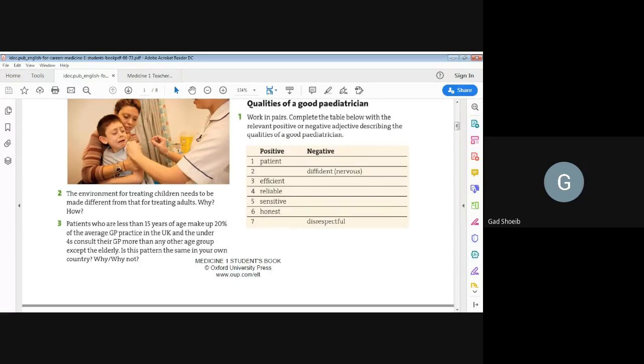Patient here is not a noun. It's an adjective. Like when I say, be patient with me. What is the opposite of patient? Impatient. Excellent. Don't write anything, just be with me. I'm going to make it very simple for you. This is number one. So patient is impatient. What does impatient mean?